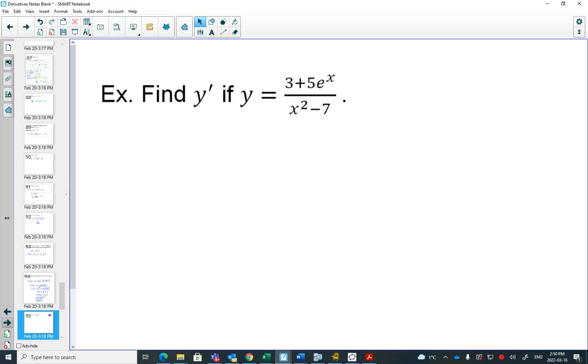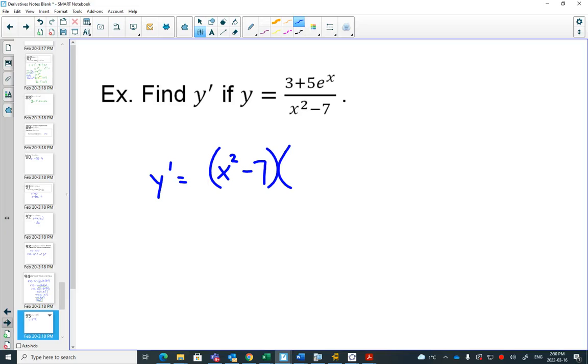Product rule, quotient rule, chain rule. Pretty easy to see quotient rule here. So, how do we do quotient rule? Keep the bottom the same. Multiply by the derivative of the top. The derivative of the top, well, the 3, if you want to, you can write 0. You don't have to write 0 plus. What's the derivative of 5e to the x? 5e to the x. Right? I wouldn't have to write that 0 plus, but it's sometimes nice to show that you know the derivative of 3 is equal to 0.